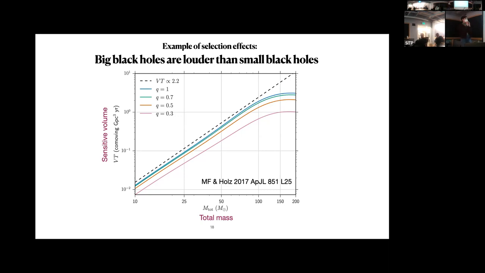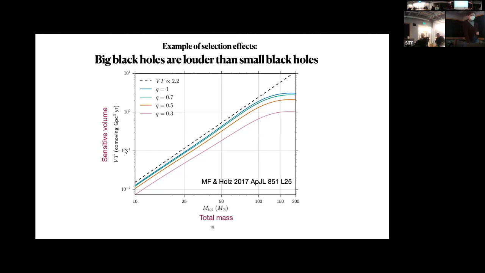And for what I'll talk about here, there's essentially no astrophysical modeling, which means we can't go all the way into answering some of those questions without that, but it's also a lot simpler. So the dominant form of selection effects for these gravitational wave observations is as a function of mass.